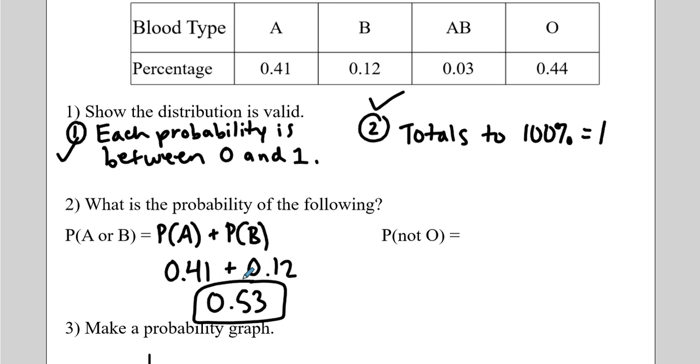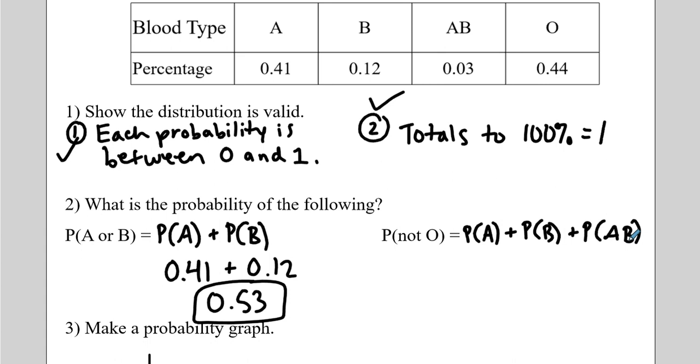What's the likelihood of not having O? There are 2 ways to calculate this. What's the likelihood of not having O? That's all of these ones. So the first thing I could do is just add up the probability of A plus the probability of B plus the probability of AB. That's one way of doing it.